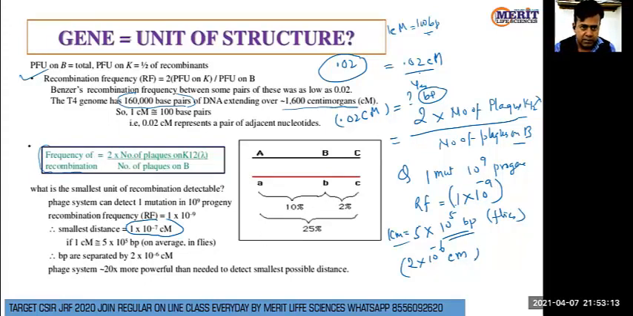So easily, enough base pair are there to calculate the recombination frequency. So they can ask you such a question: what is the smallest unit of recombination that can be detected? So what is the detectable recombination frequency? This much. Okay, 2 into 10 power minus 6 centimorgan. Sorry, centimorgan. Okay.